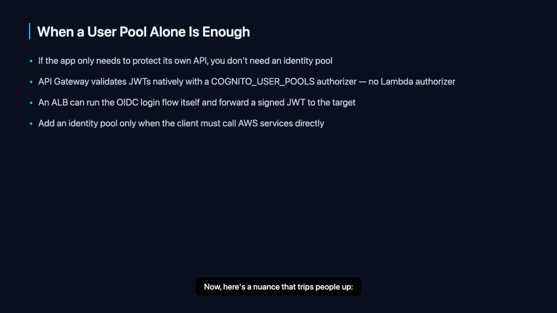Now, here's a nuance that trips people up. You don't always need both halves. If your app only needs to protect its own API, a user pool alone is enough. No identity pool required. API Gateway can validate those JWTs natively with a Cognito user pools authorizer, so you don't even write a custom Lambda authorizer. And an application load balancer can run the whole login flow itself, then forward a signed token to your app. So the rule is simple. Add an identity pool only when the client needs to call Amazon Web Services services like S3 directly. If it just needs to reach your own API, the user pool does the job by itself.